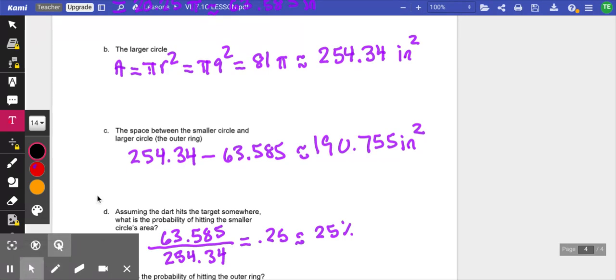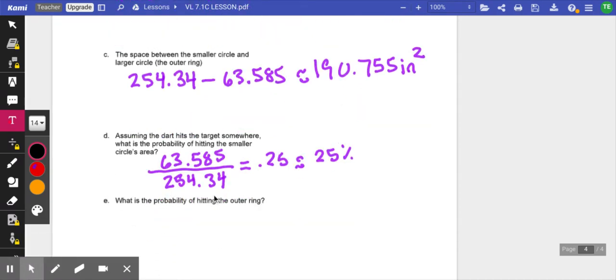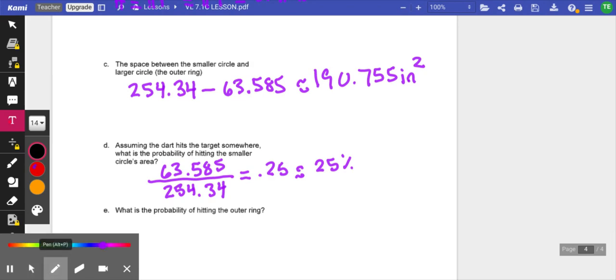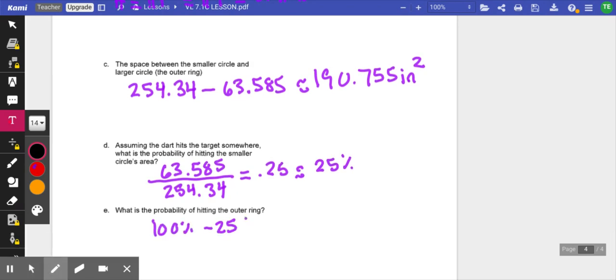Okay, next part. What is the probability of hitting the outer ring? Well, if the inner ring is 25%, then the outer ring has to be the rest of it, which would be 75%. So here I'm just thinking in my head, I went 100, hitting the whole target, minus the inner circle, 25%. We get 75%.